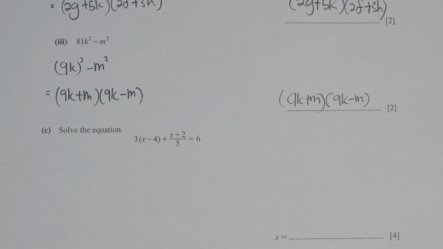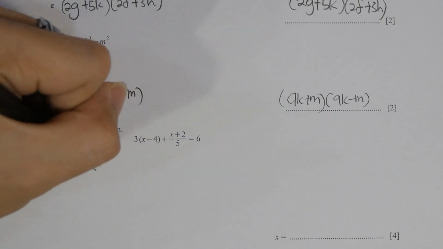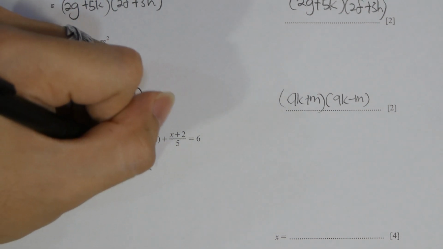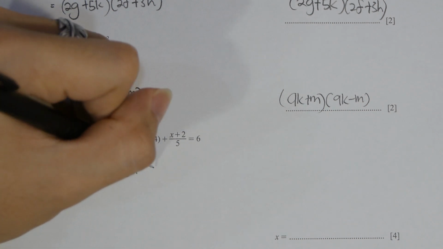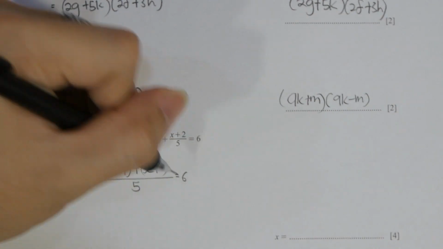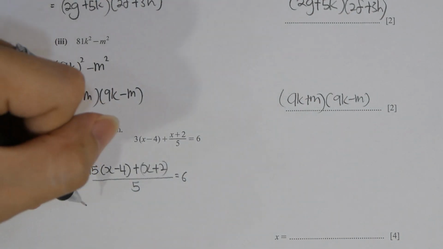Section C, first I combine everything into one fraction. Then run the calculation, shift the 5 to the other side. Your x result will be 5.5.